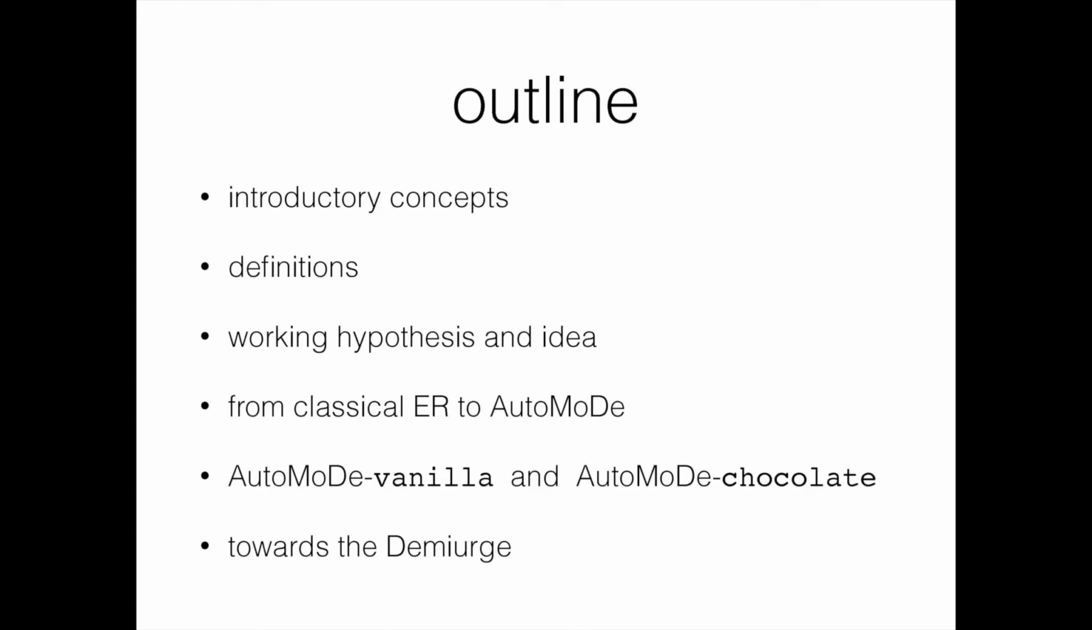I will speak about the relationship between the classical evolutionary robotics approach and AutoMoDe, which is the original approach that I will present in the lecture. Then I will present AutoMoDe Vanilla and AutoMoDe Chocolate, which are two implementations of AutoMoDe. And then I will present the Demiurge project, which is the project on which I'm working at the moment together with my group.